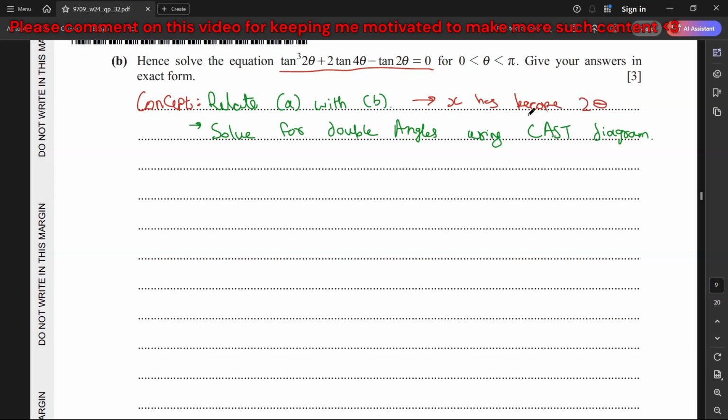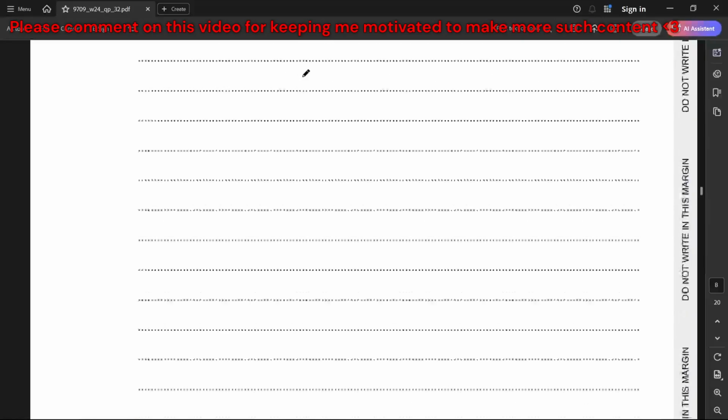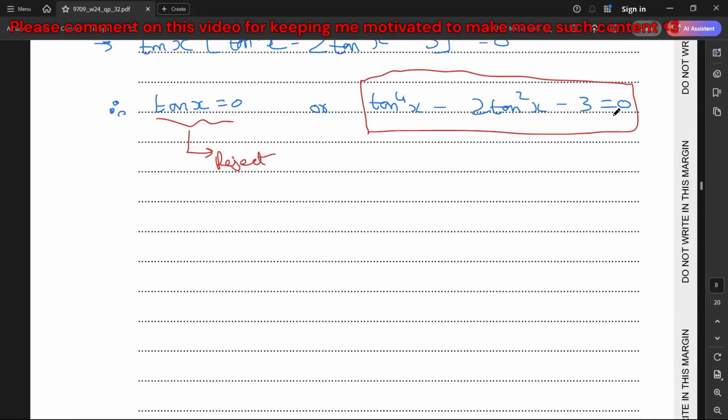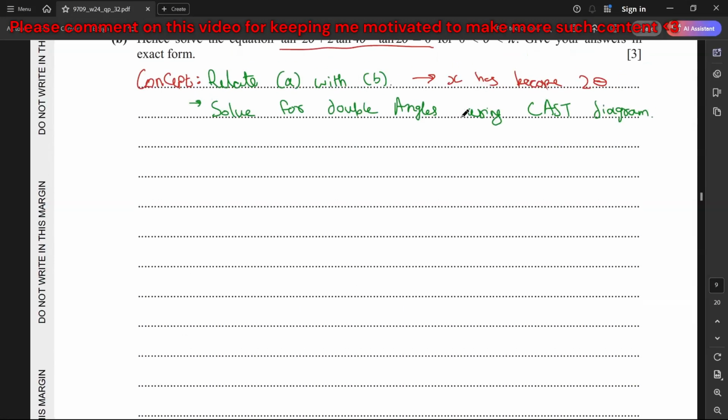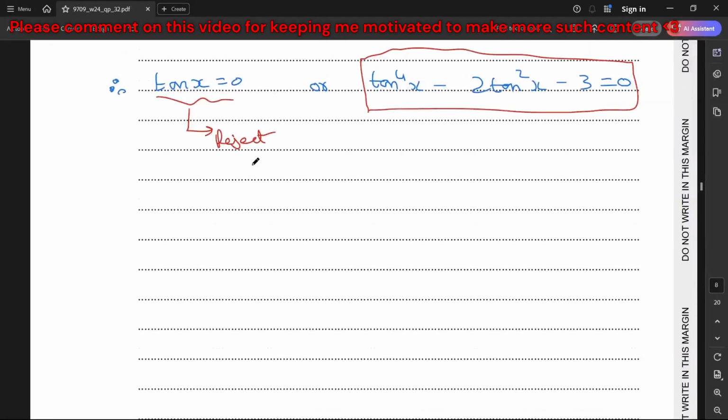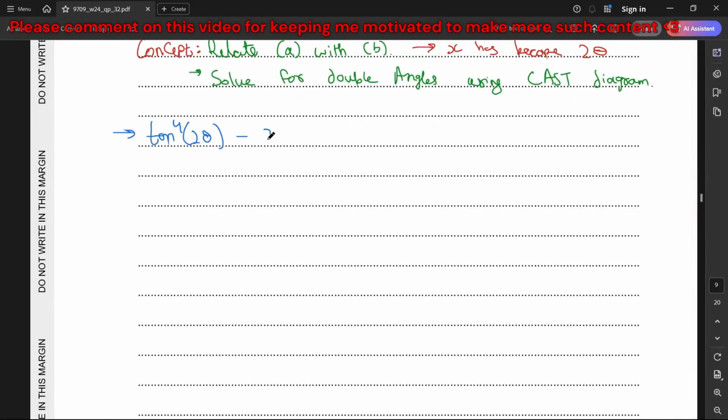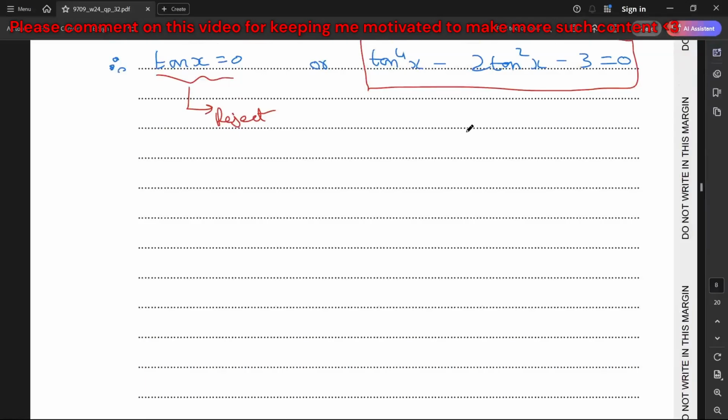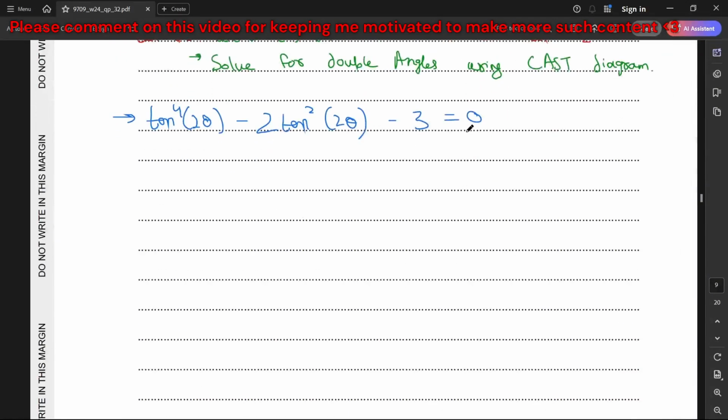And therefore I need to solve for double angles by relating this equation with the equation that I've got over here. So it's a hidden quadratic equation in the double angle of tan. And if I have to rewrite this, it's going to be something like this: tan power of 4 of 2 theta minus 2 tan square of 2 theta minus 3 is equal to 0. So as I told you, it's a hidden quadratic equation in terms of tan 2 theta.